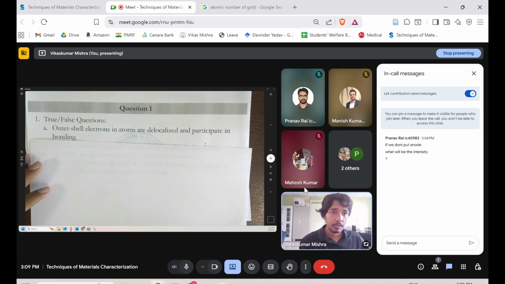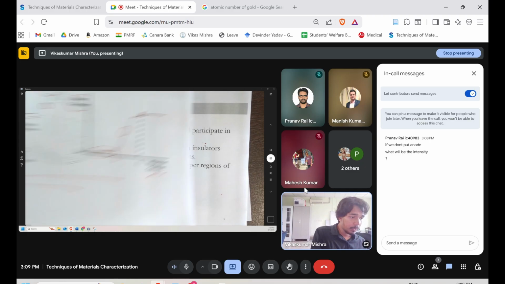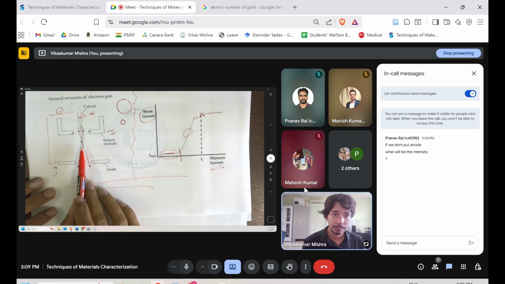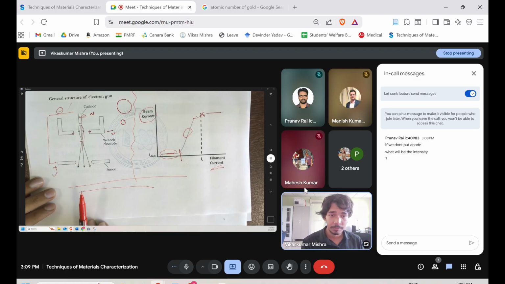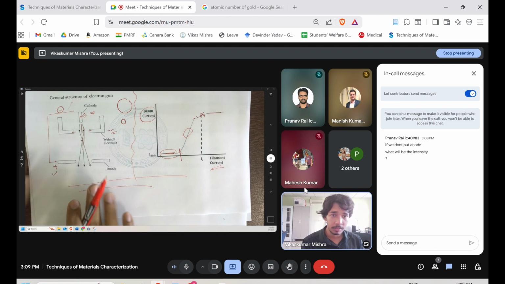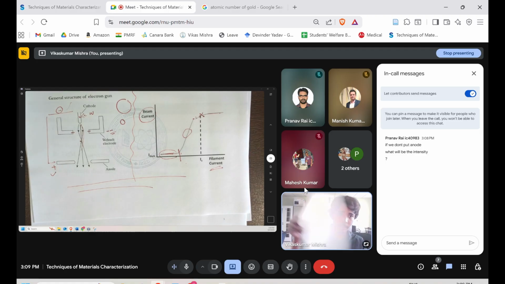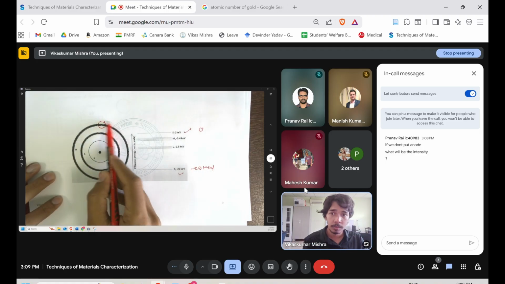True or false: if we don't put the anode, what will be the intensity? If you are not putting the anode, you are not accelerating the electron itself. If you are not accelerating the electron, it will not reach the specimen. Zero intensity. You won't get any intensity. If you provide the threshold value, you will be able to eject this particular electron.